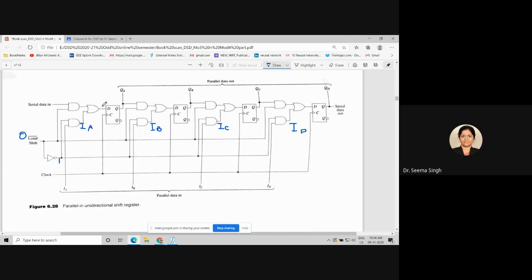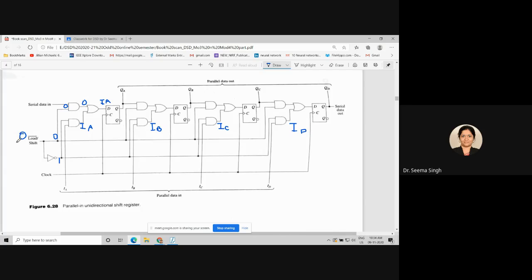And the OR gate output will also be equal to IA. It will not depend upon your input. Why will it be equal to IA? Because load is 0, load bar is 0. So here you are having a 0 only, so that means here also you are having a 0. If it is 0, then IA is directly put as input of this D flip flop.